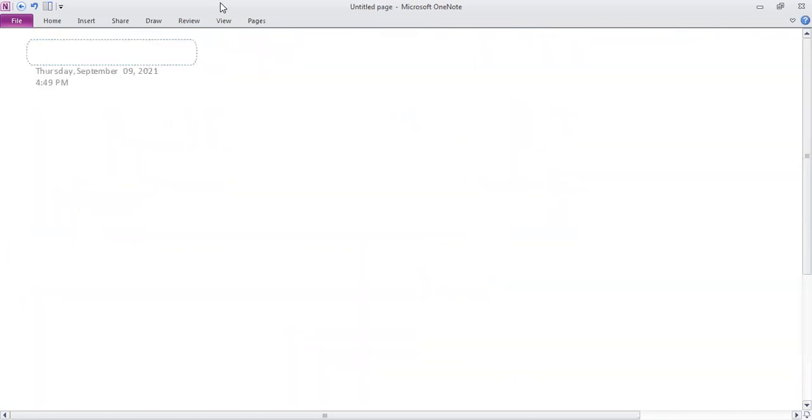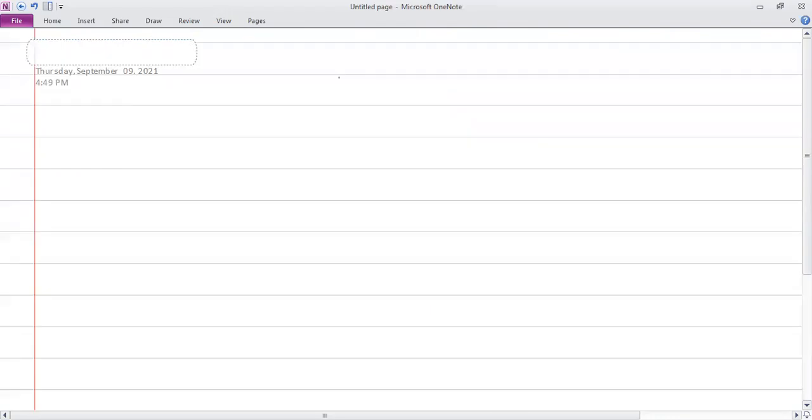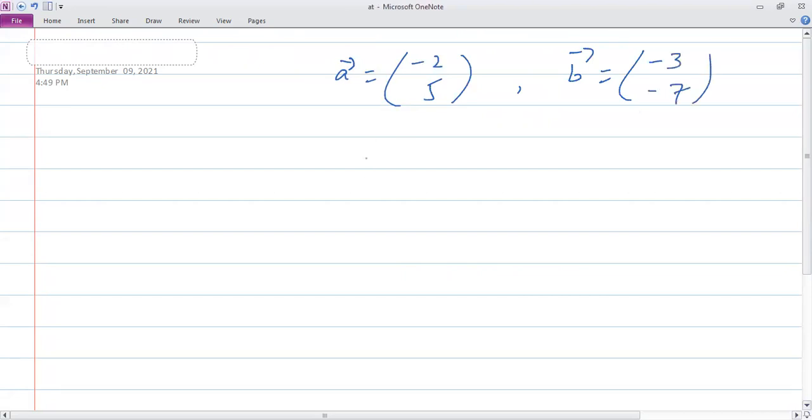Now, let me give you one example here. Let's say you have a vector A, (-2, 5). Vector B is (-3, -7). Now find A plus B and A minus B vector. Yes, please find and let me know.